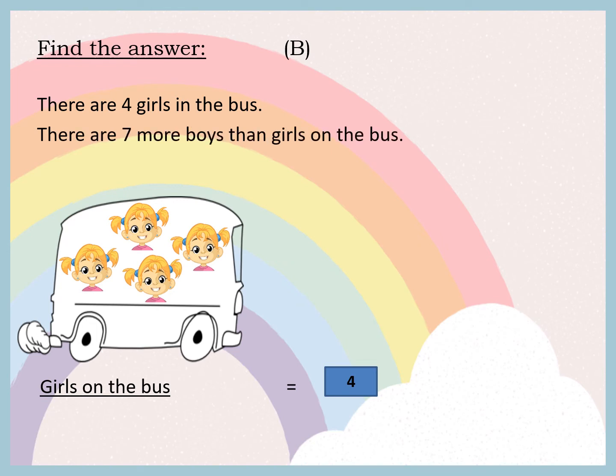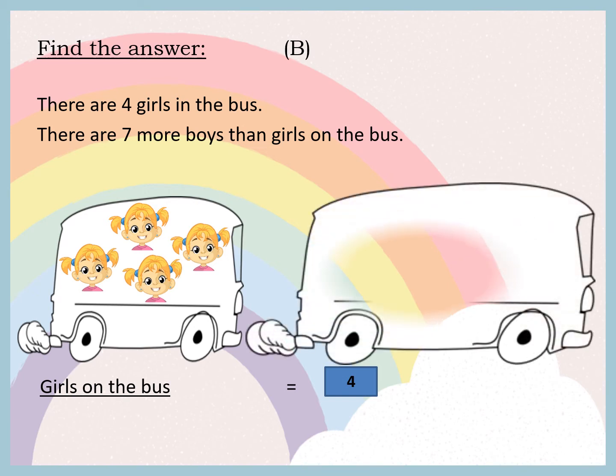Next, there are 7 more boys than girls on the bus. That means that in the bus, there are already 4 boys plus 7 more. So, we are going to count the boys on the bus. This is the bus. Now, there are already 4 boys on the bus. 1, 2, 3, 4. Same with girls, there are 4, but there are 7 more.